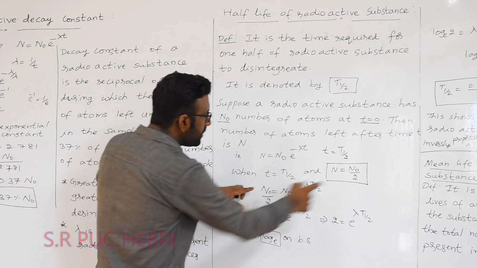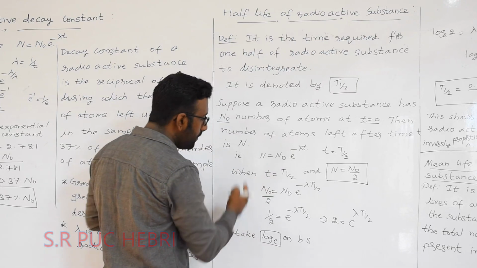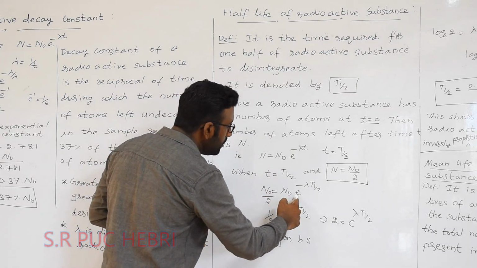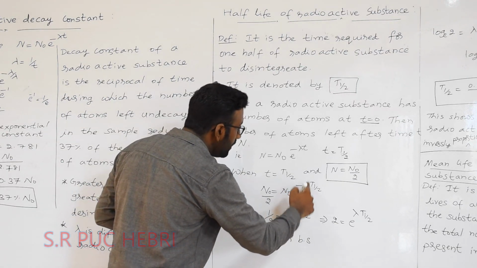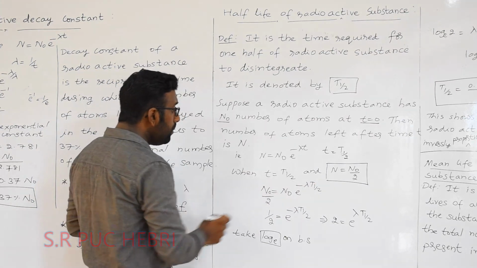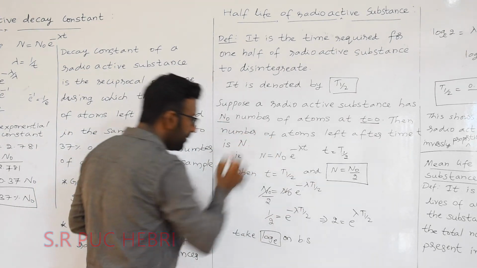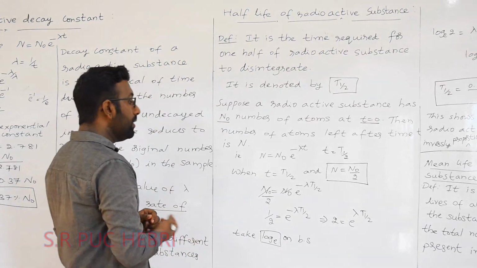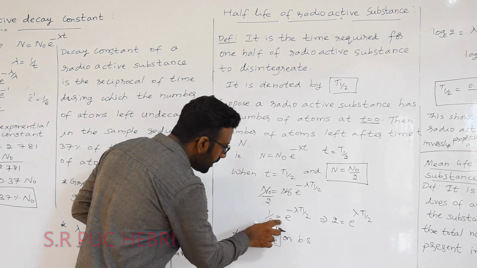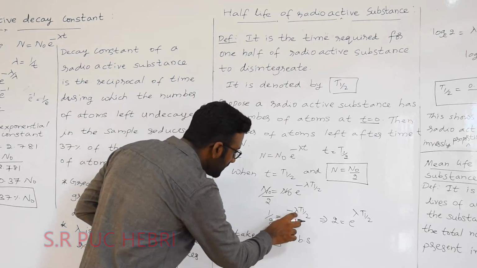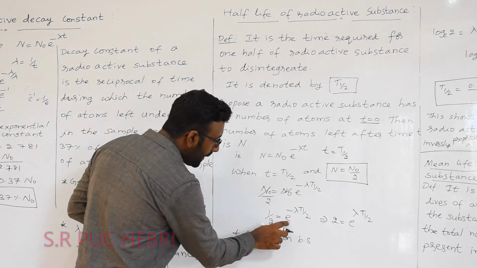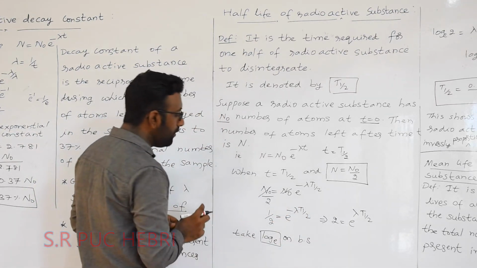Then we can substitute these values over here. Then we will write N0 divided by 2 is equal to N0 into e to the power minus lambda into t half. Now we can cancel N0, because both are there in the numerator. What we get after cancelling this is half is equal to e to the power minus lambda into t half.